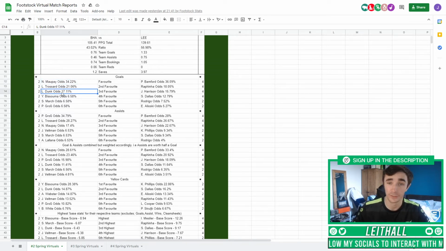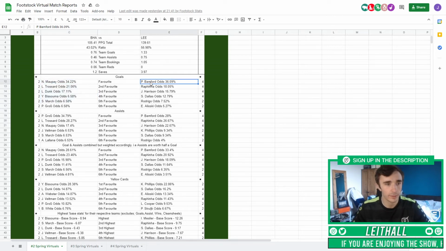Lewis Dunk as a defender is one to probably watch out for. 17% chance of scoring as a defender is very enticing. And it goes down and shows you the top 6 in regards to goals, top 6 in regards to assists. If we go over to the other side here, we've got Bamford with a 36% chance of scoring. You've also got the star ratings down the side here as well, to of course take into account.